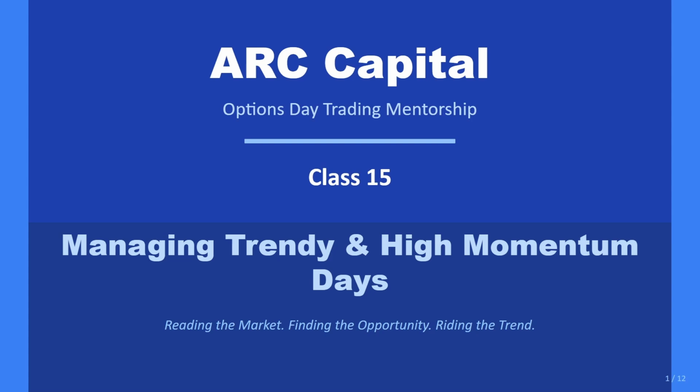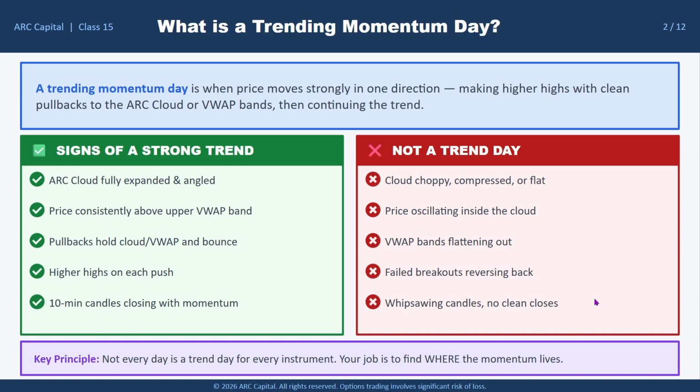Today we're going to be going over managing trendy and high momentum days, reading the market, finding opportunity, and riding the trend. Let me get right into it here. So, what is a trendy momentum day? A trending momentum day is when price moves strongly in one direction, making higher highs with clean pullbacks to the ARC clouds or VWAP bands, then continuing the trend.